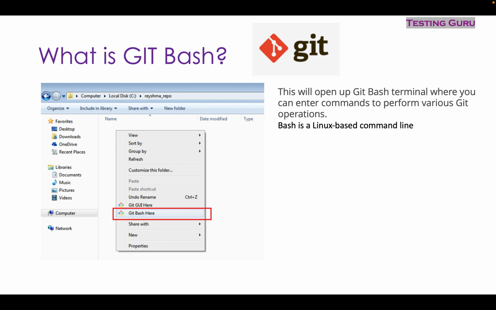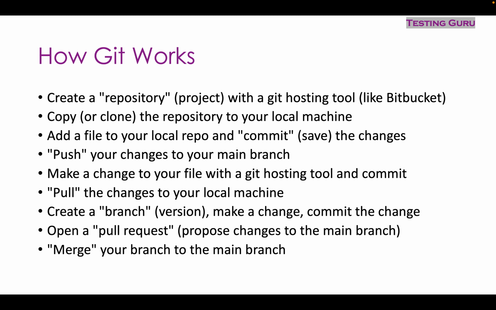And Bash is a Linux based command line. On the screen you can see how we can open Git Bash. On any computer, if you want to open Git Bash at a particular place, you can right click and you will see Git Bash Here. Once you click on that, Git Bash will open at that particular location. Okay, so now we'll see how Git works.